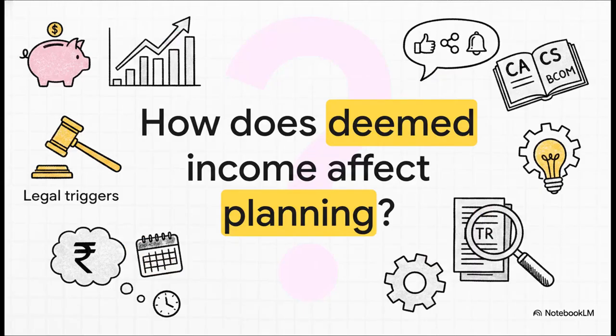Before we wrap up, I want to leave you with a provocative thought to ponder. If the government has the power to simply deem that you have received income, even when your bank account hasn't seen a single rupee, how does that fundamentally change the way a business or an individual must approach tax planning? It forces us to realize that just managing cash flow isn't enough. We have to manage legal triggers. I really hope this explainer made Section 7 crystal clear for you all.